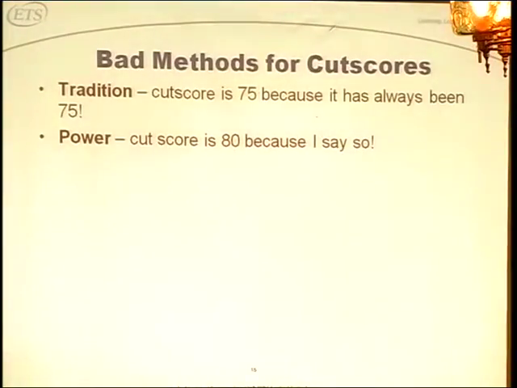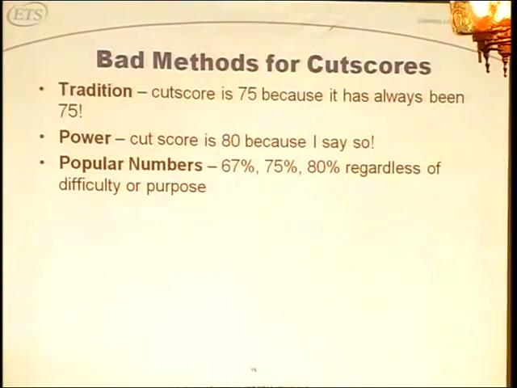Cut score is 80 because I say so. If I'm the head of the government agency and I say it's 80, it's 80. Again, I don't know if that's a good idea because you're not basing it on any evidence other than that I say so. Popular numbers, such as 67, 75%, 80, regardless of how hard the test is or what the test is designed to do, that's not a good idea to just make up a number.